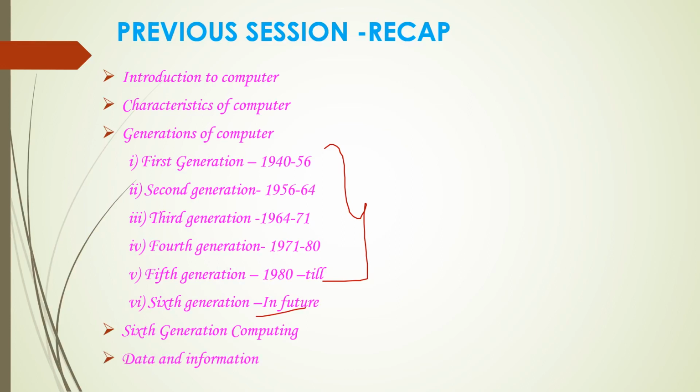At last, we discussed data and information in the previous session. Data is a processed collection of raw facts. Example, 16, Kavita, C or anything. Information is a collection of facts from which conclusions may be drawn. So Kavita is 16 years old.